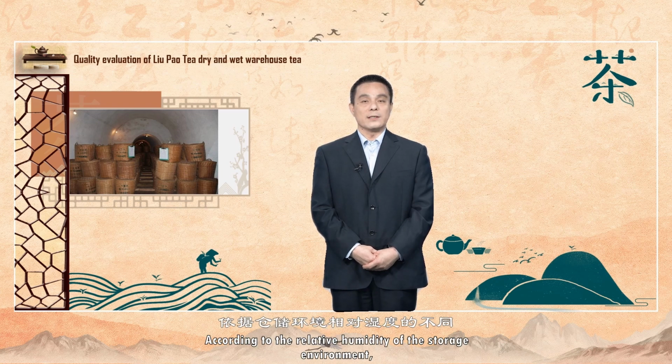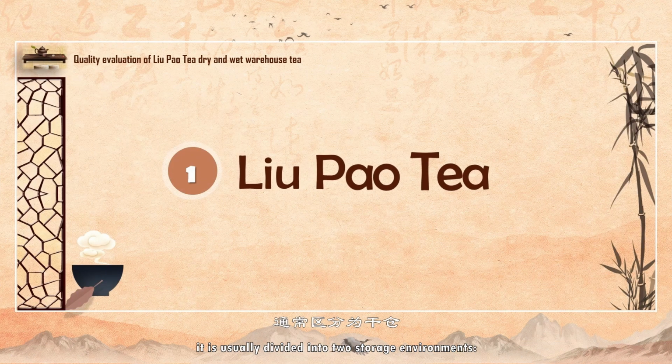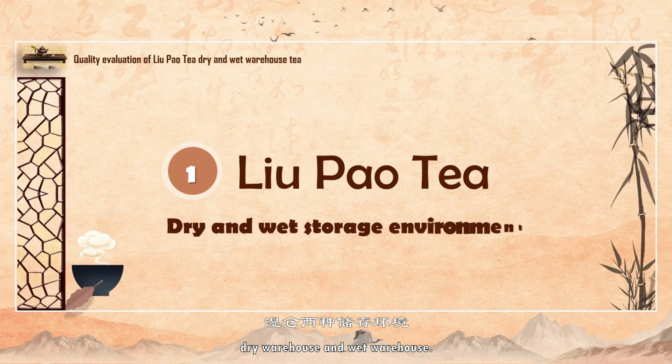According to the relative humidity of the storage environment, it is usually divided into two storage environments: dry warehouse and wet warehouse.